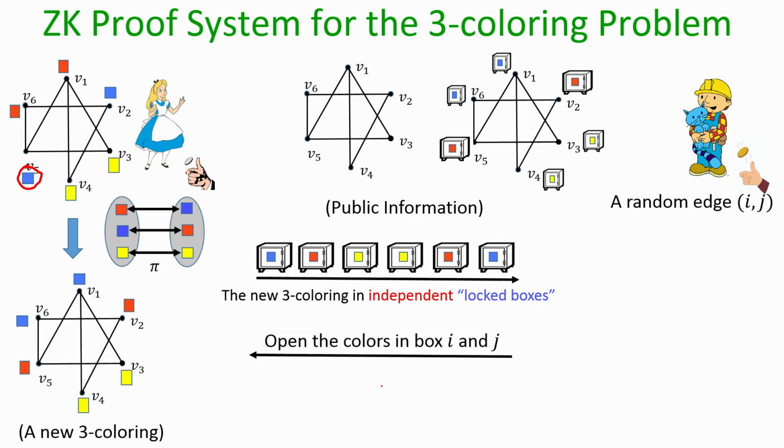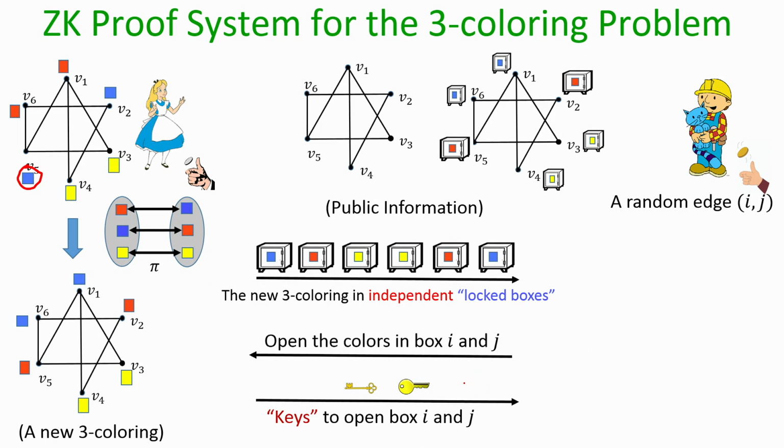Once Bob fixes the random edge, he challenges Alice: please open the new colors in box i and box j. I want to check whether indeed they are different colors or not, because if you know the original 3 coloring, then as per your mapping the new coloring should also be a 3 coloring, and hence, since i and j are adjacent nodes, the new color of node i and the new color of node j should ideally be different. That is what Bob is challenging Alice to show, and to respond to Bob's challenge, Alice reveals the keys for box i and box j.